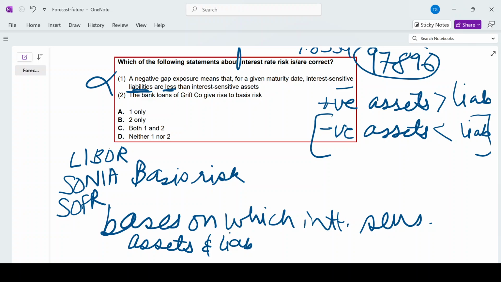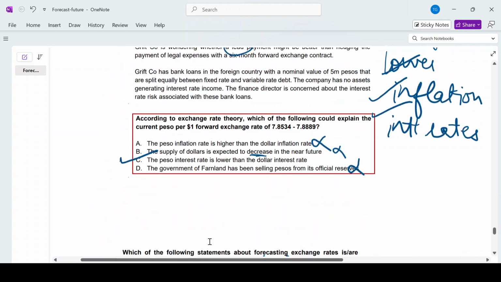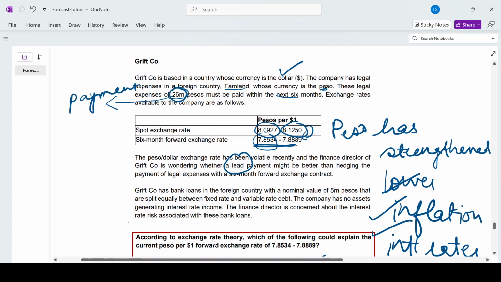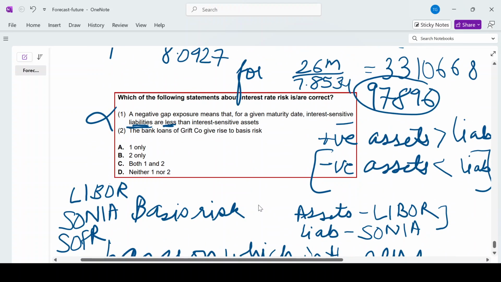So basis risk arises when, let's suppose my interest sensitive assets are based on LIBOR, and let's suppose at the same time my interest sensitive liabilities are maybe based on SONIA. So because they are both linked on different bases, we call this basis risk. So here no sort of information is given to us that the basis is different with respect to the interest sensitive assets and liabilities. Hence, we are going to mark this statement also as incorrect. So our answer is going to be neither 1 nor 2.